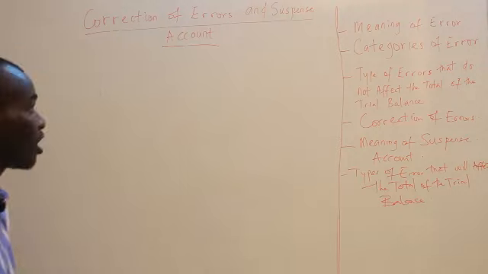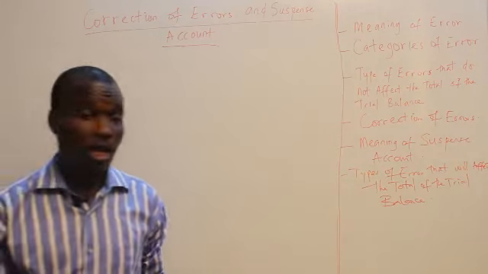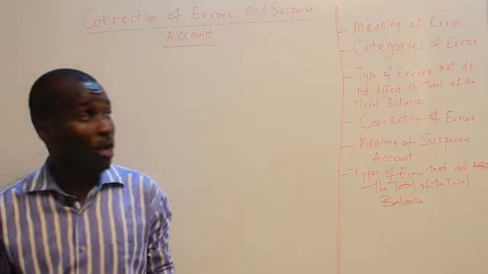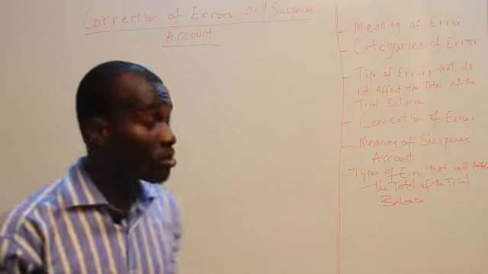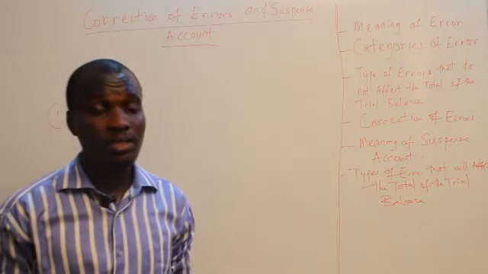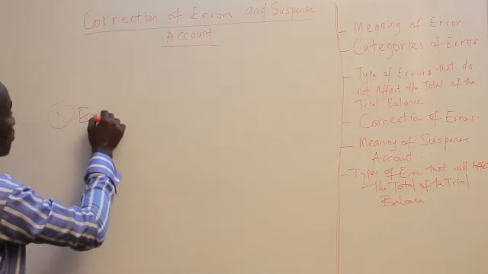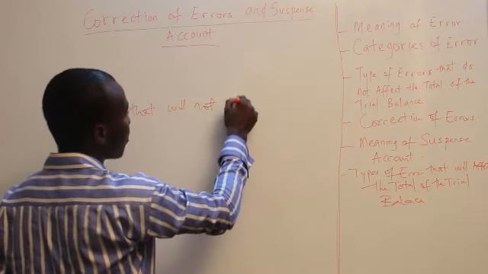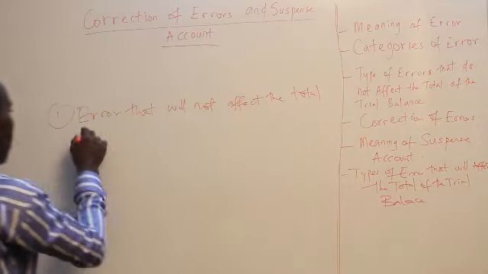Firstly, we have the meaning of error. Error simply means mistake made in the preparation of account. So errors are just the mistakes made in the preparation of account. Categories of errors: generally, we have two categories of errors. We have the errors that will affect the agreement of the trial balance, and those errors that will not affect the agreement of the trial balance.